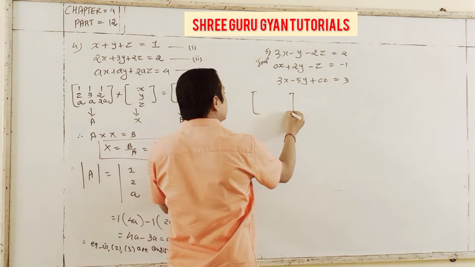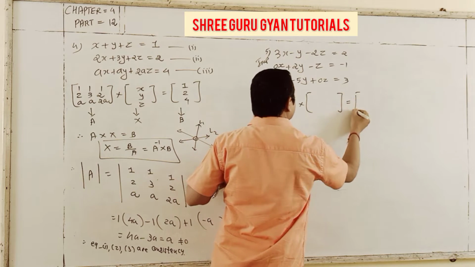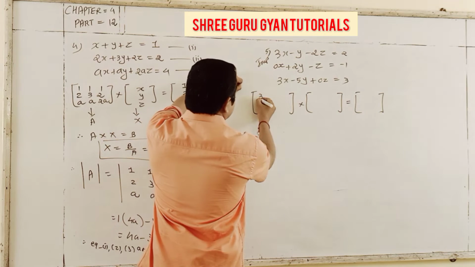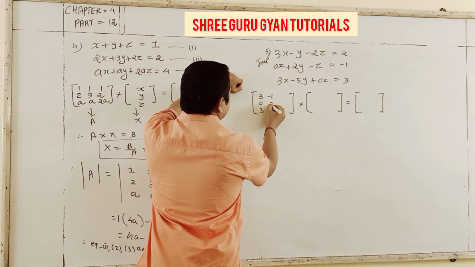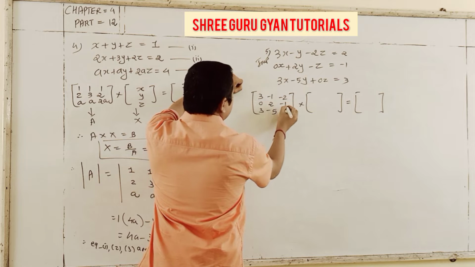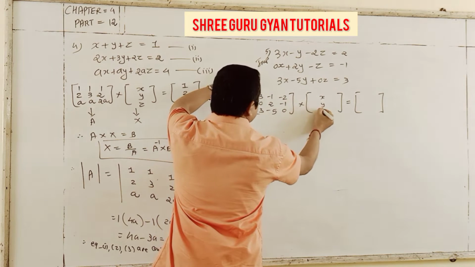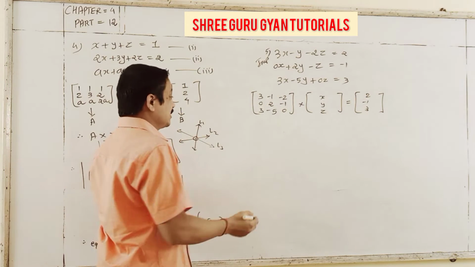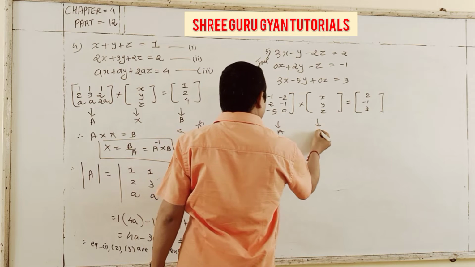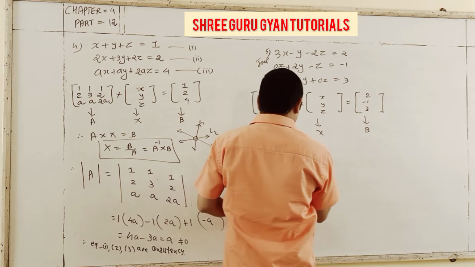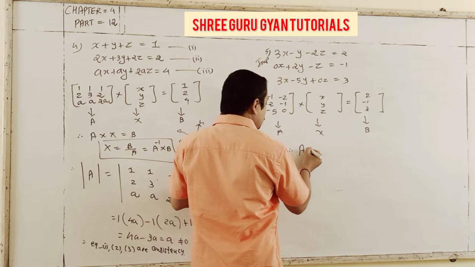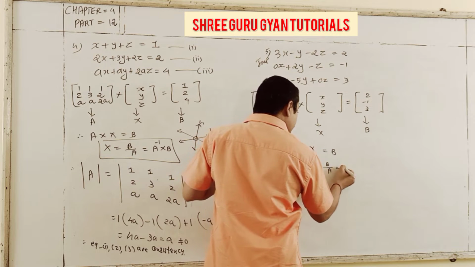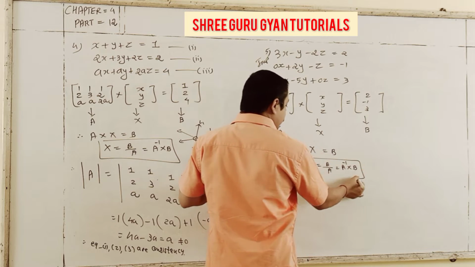So express it in matrix multiplication form. You have 3 0 3, minus 1 2 minus 5, and minus 2 minus 1 0, times x y z, equals 2 minus 1 3. In the same way, consider the first matrix as A, here x, and here B. That's why AX is equal to B. So definitely X is equal to B by A, that is A inverse into B.